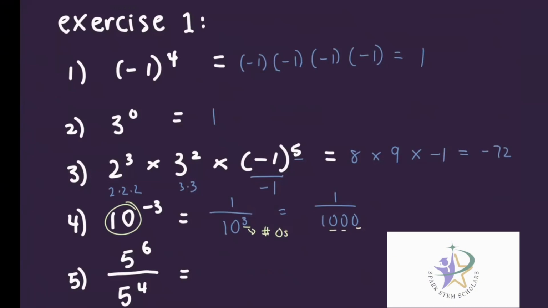And up next, finally, we have 5 to the 6 over 5 to the 4th, and that you can just use the quotient rule. So that is 5 to the 6 minus 4, which is equal to 5 to the second power, which is just 5 times 5, and it's 25. It's simple, right now, isn't it?